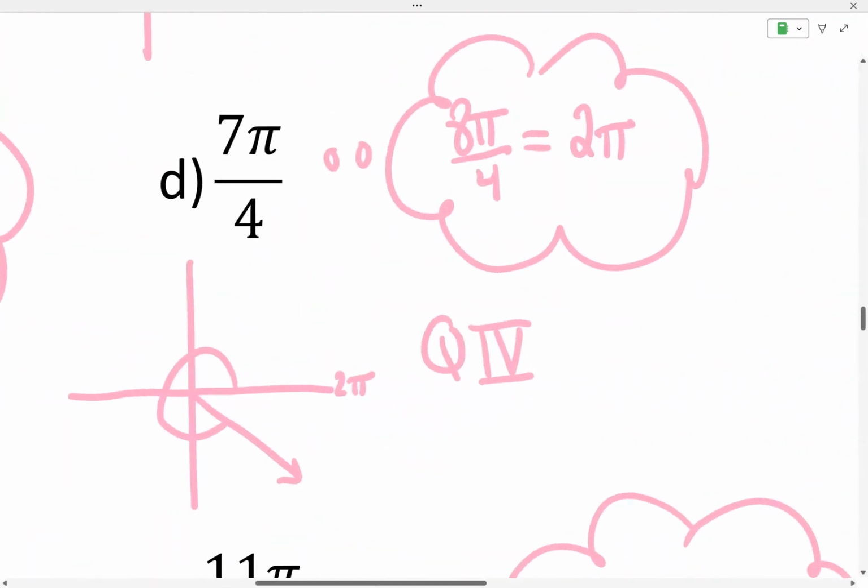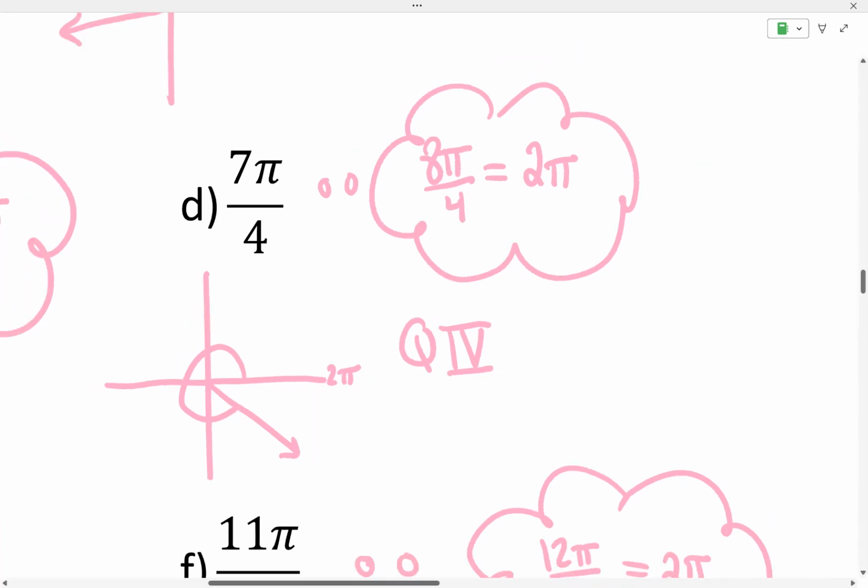This one, again, I'm kind of rounding to the nearest whole number. So the closest one here is 8 pi over 4. If you reduce that, you get to 2 pi. So 7 pi over 4 is a bit less than 2 pi. So that one is in quadrant 4.